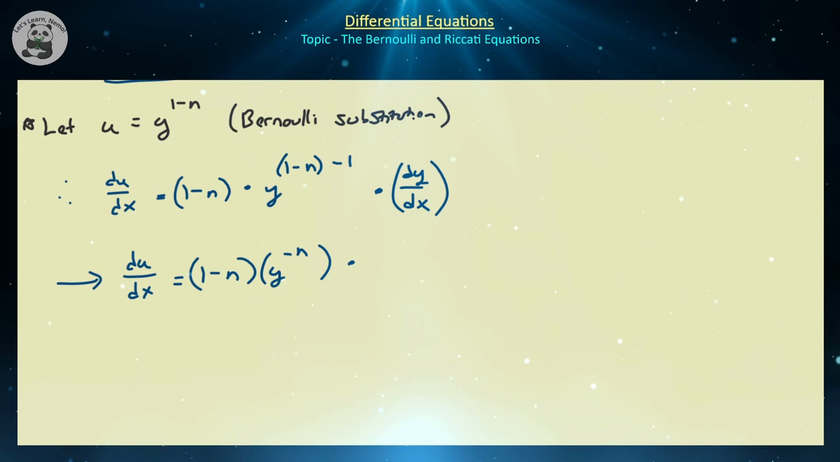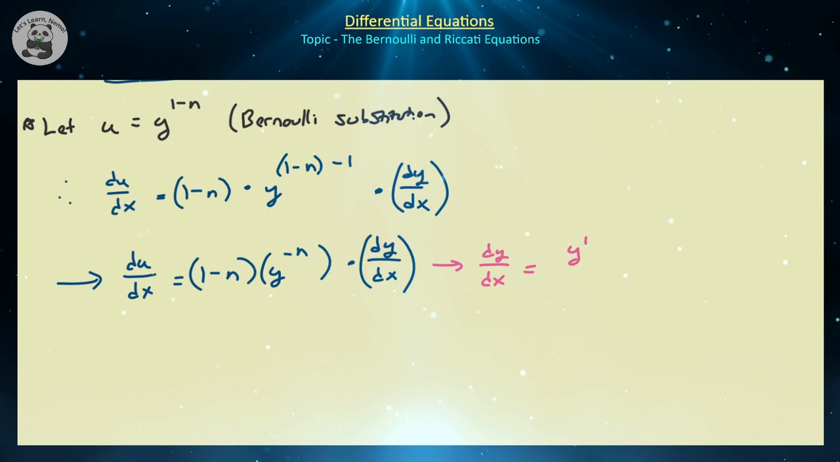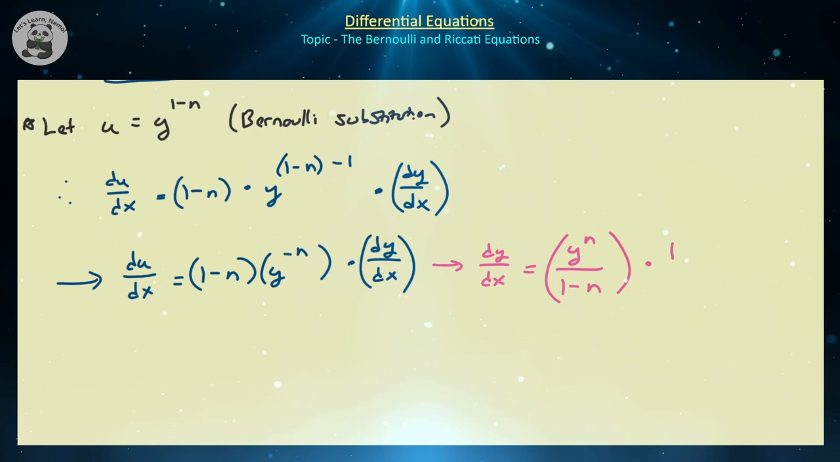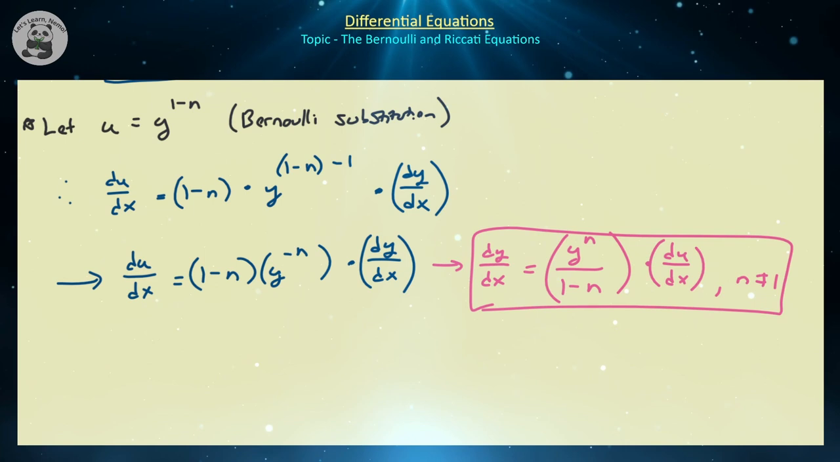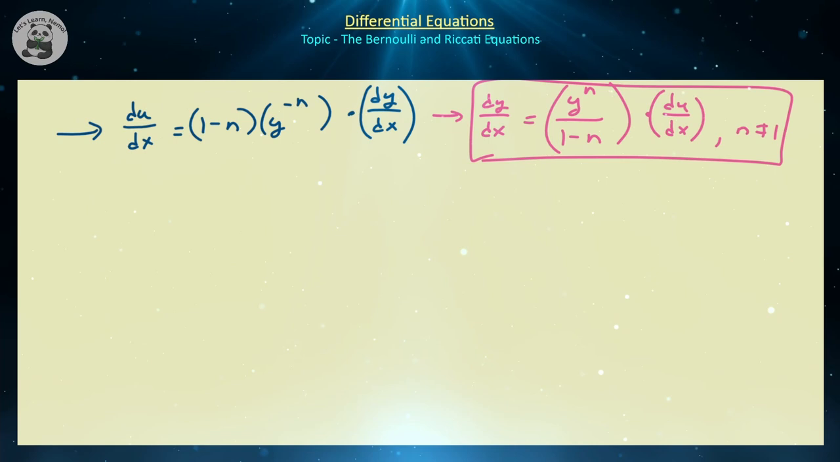And of course, we can solve this relation for dy over dx. We're going to have dy over dx is equal to y to the positive n divided by 1 minus n, multiplied by the differential of u divided by the differential of x. And we obviously see that n cannot be equal to 1 for this particular substitution method, which we're not assuming to be possible because we're assuming n is bigger than 1. So, if that is the case, we're going to use that, of course.